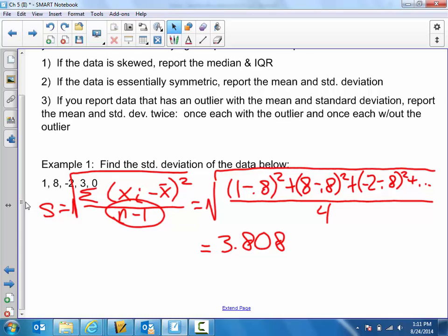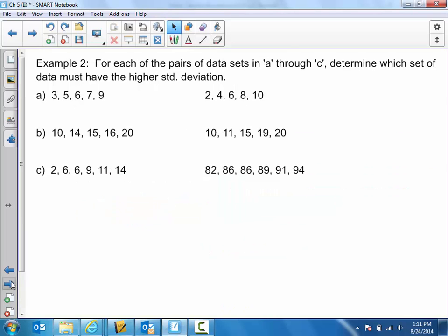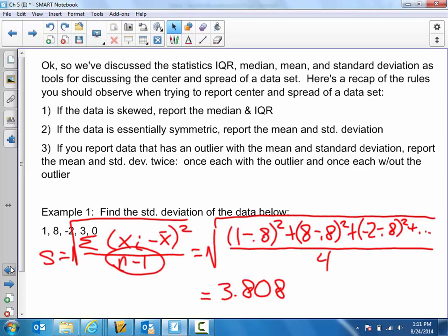That is not the sort of interpretation we could get from the interquartile range. Remember, the interquartile range is the span of the middle 50%. Standard deviation is how far the data tends to be from the center of the data as measured by the mean. All right, so example 2 here: for each of the pairs of data sets in A through C, determine which set of data must have the higher standard deviation.